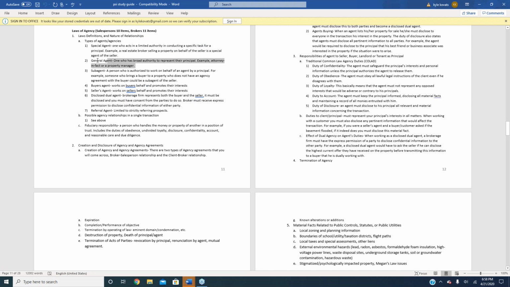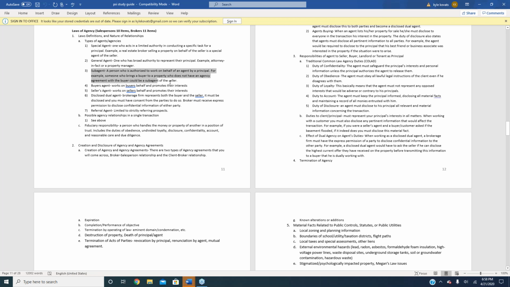And then general agent here, same deal. What's the best description? What's the best example? The best description is somebody has broad authority, and the best example would be a property manager. A property manager is not just mowing lawns; they're physically maintaining the property, dealing with client relations, tenant relations, things like that.